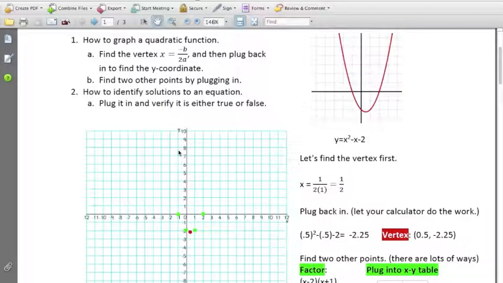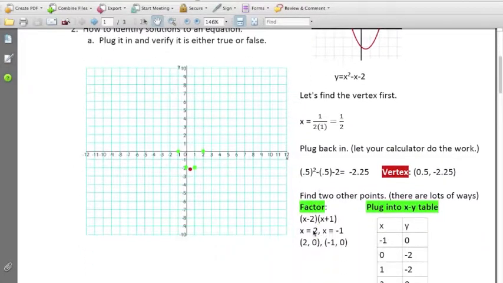The second thing we need to do is identify at least two other solutions, or two other points on my graph. To find them, there are two ways. I could factor. In this particular example, it's possible to factor it, so I went ahead and factored it. To me, that's the easiest, quickest way. And so I see my zeros, (2, 0) and (-1, 0), and those points are located here and here.